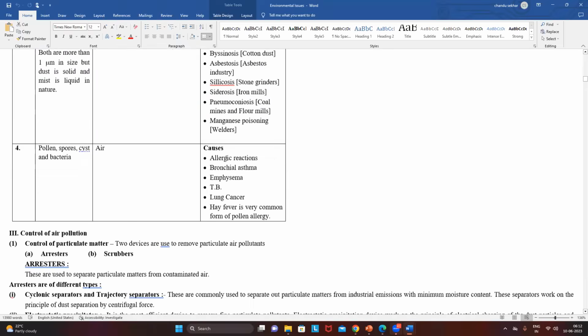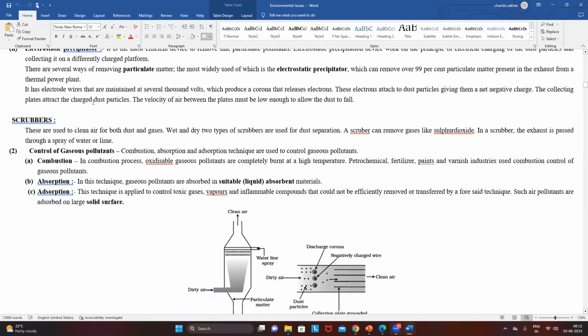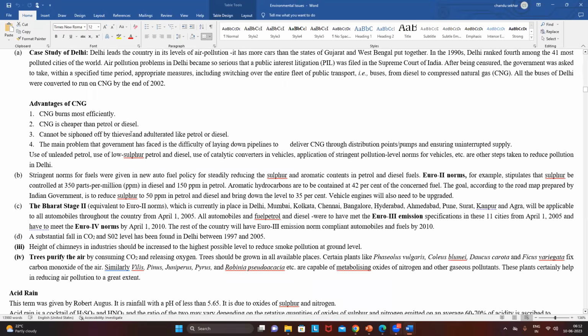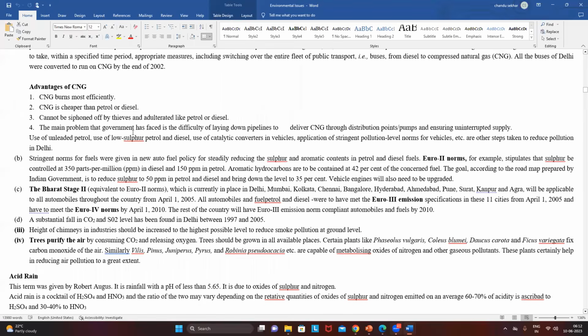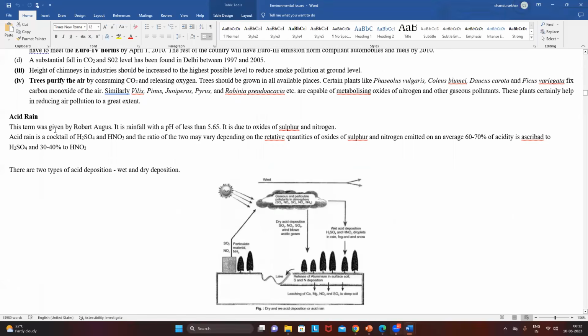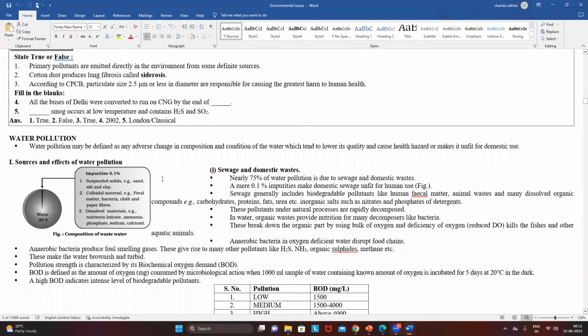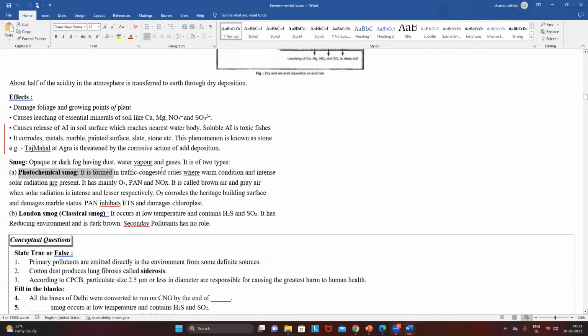Don't read anything extra. Same. What happens because of the air pollution? You have to read only effects. Don't see whichever I am saying, only focus on that. Because of the air pollution, it causes acid rain. It causes photochemical smog and it causes greenhouse effect.